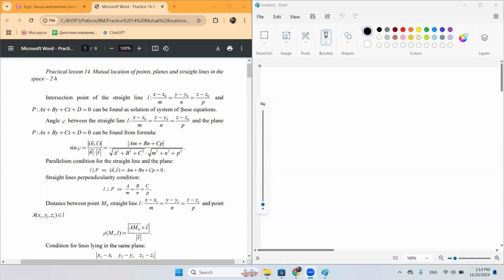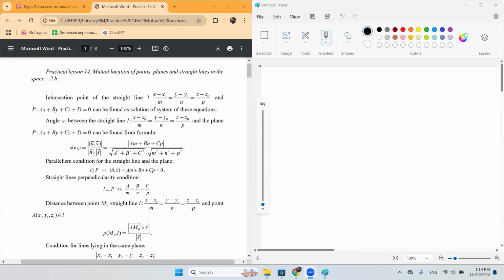Yesterday was our previous lesson, and we were working with the straight line in the space. And today we will sum up everything in analytical geometry. Basically, not the whole analytical geometry, but planes, points, and straight lines. So today we will solve tasks related to mutual locations of points, planes, and straight lines. Okay, I will remind you some theory.